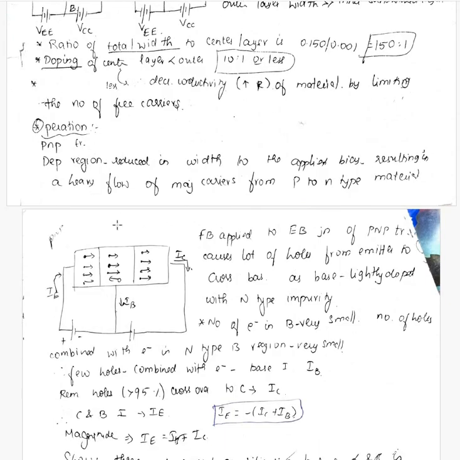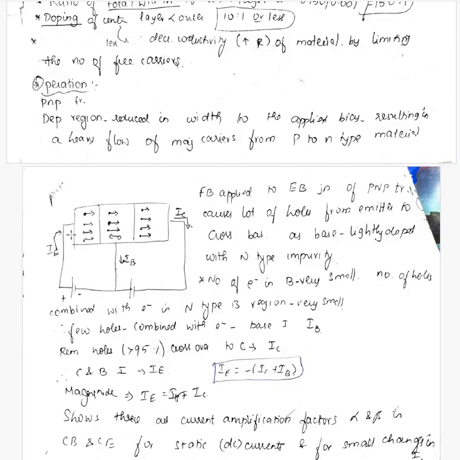So operation of PNP transistor. In the emitter current IE, the holes are entering into the transistor. Here, in the PNP transistor, the majority carriers are holes. They recombine with the few electrons in the lightly doped base and we get a base current IB. The remaining holes come towards the collector side, and together with the carriers already there, they constitute a collector current IC.